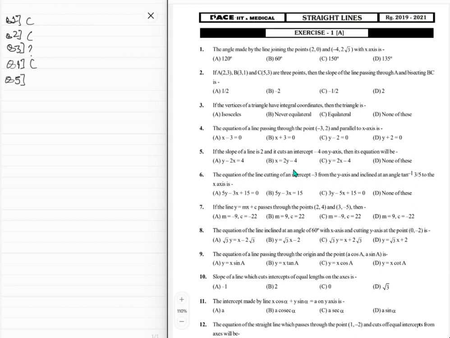If the slope of a line is 2 and it cuts an intercept -4 on the y-axis, then its equation, so -4 is just when x is 0, y is -4. You can see this works. Slope is 2, exactly, C is the thing to go.